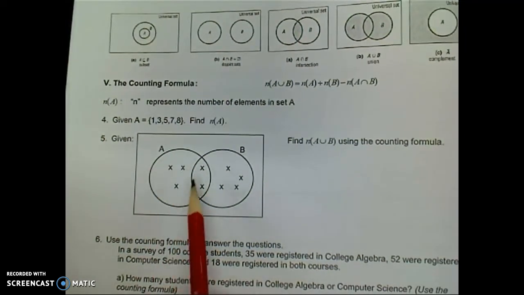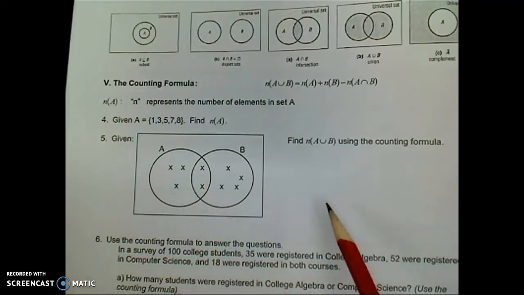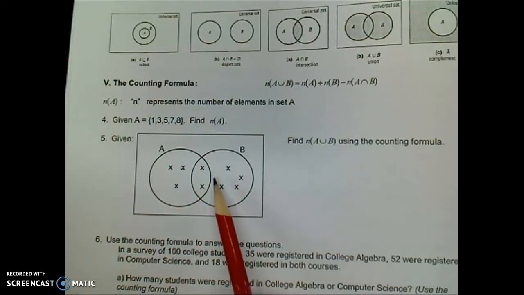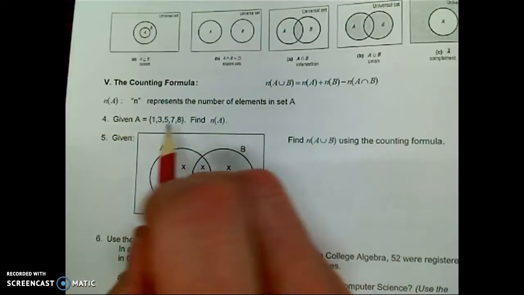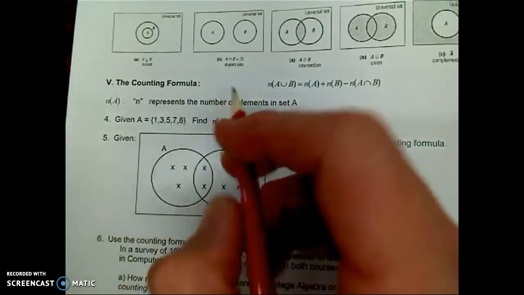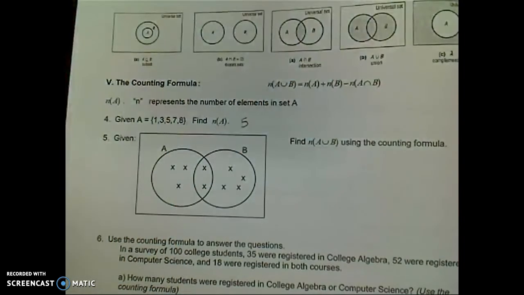So we're given a generic Venn diagram, which has some X's marking items that are in set A and set B, and then here's our intersection. The number of items in set A: 1, 2, 3, 4, there's 5 of those. So n of A is 5.